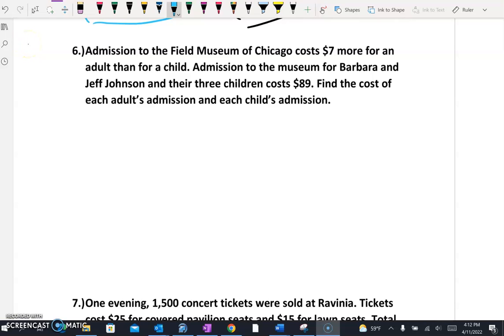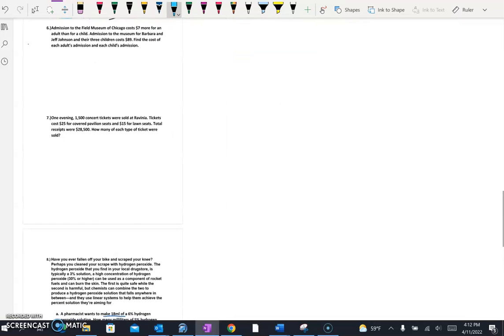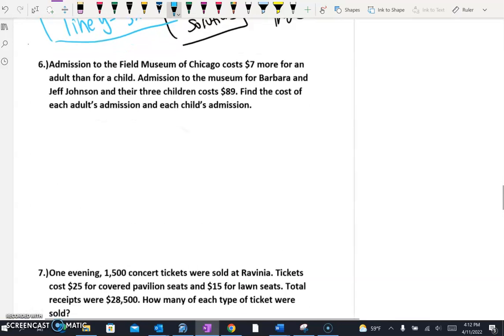Okay, for our last chunk of the notes, we're going to look at a couple word problems. Number 8, we're going to move to next week. So we'll take a look at that one later. So I've got 2 word problems.